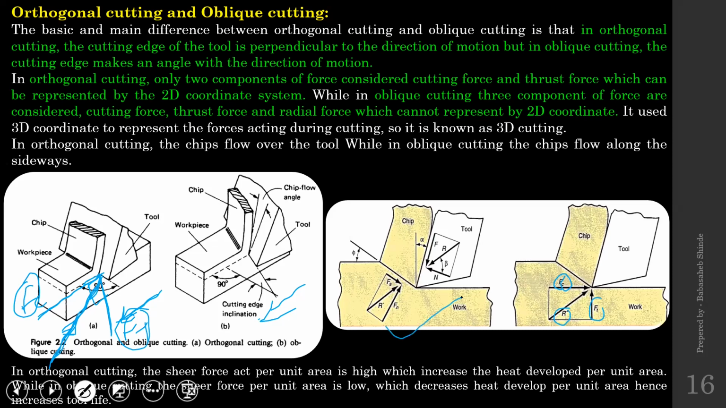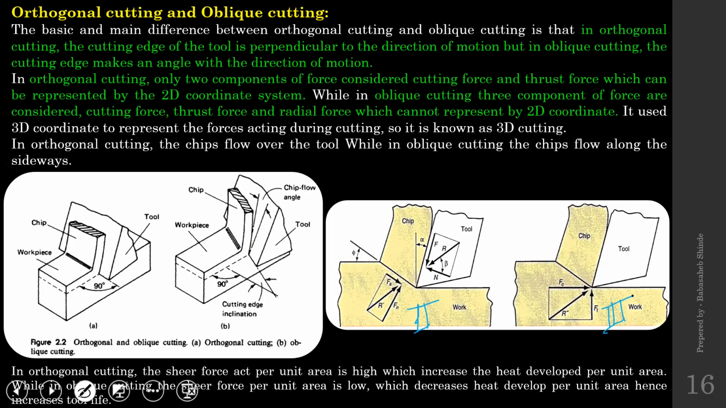Whereas in case of oblique cutting, in addition to the thrust force and cutting force, one additional force comes into the picture, and that force is called the radial force, because the cutting edge is now at a certain inclination. So in orthogonal cutting, there are two forces. In oblique cutting, there are three forces.